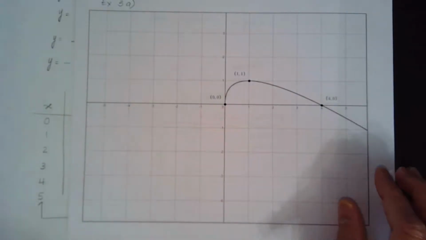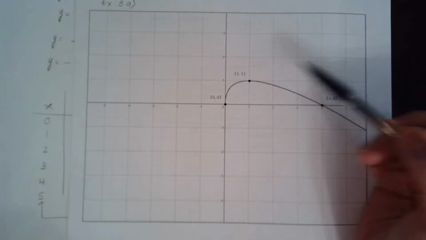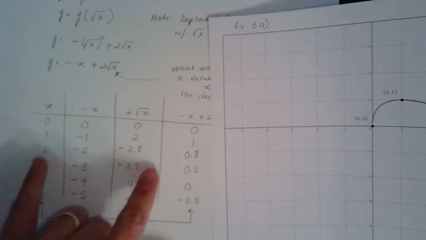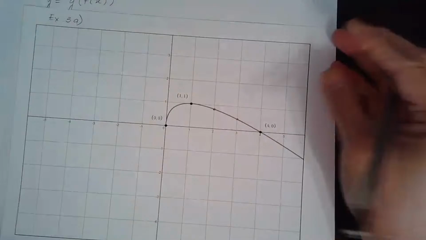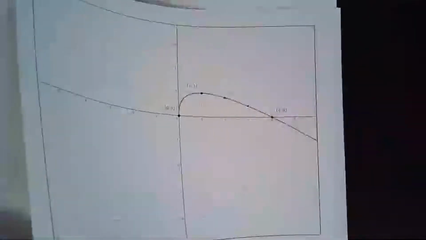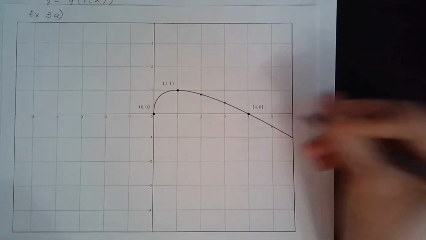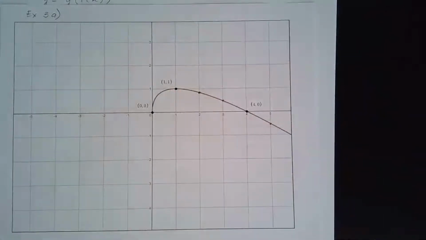The next one is 1, 1. So that's the point that we found. And then the next ones that we found, 3, and then 4, 0. 4, 0 is right there. And then we said 5 is -0.5, which is right there. So the graph kind of goes like this, and it will go down.